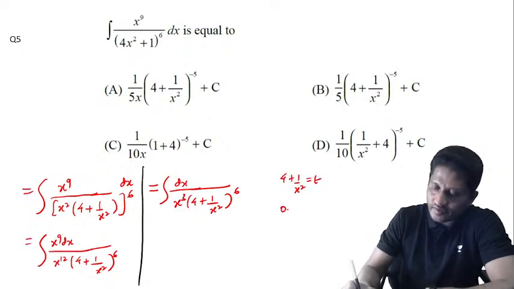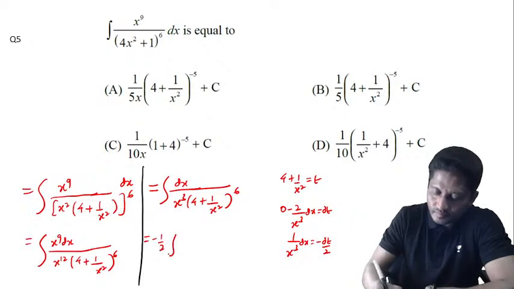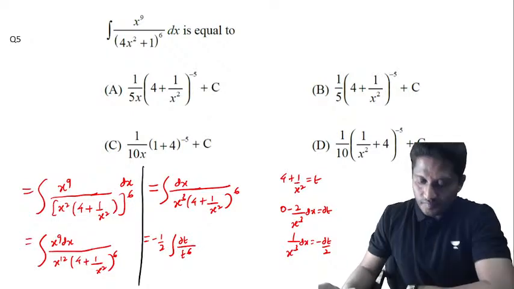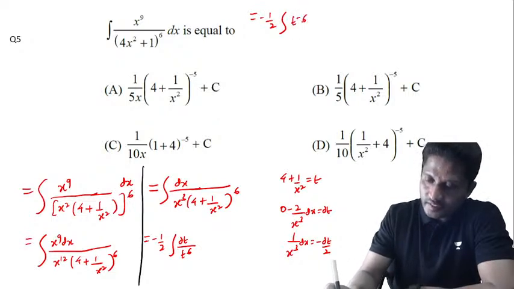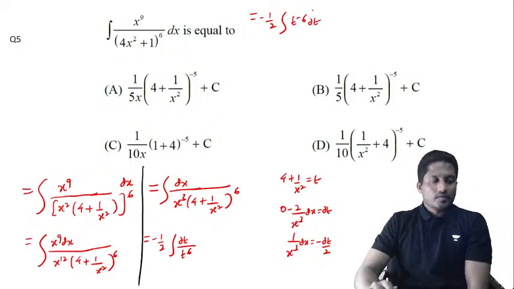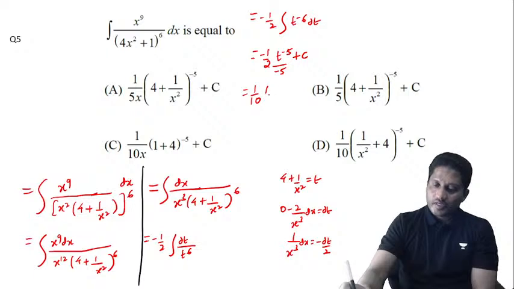Differentiation of 4 is 0, right? Differentiation of 1 by x square is minus 2 by x cube. And then 1 by x cube dx is equal to minus dt by 2. So this is minus half of dt divided by t power 6. If I shift to the numerator, this is equal to minus half t to the power of minus 6 dt. Now this is equal to minus half t to the power of minus 5 divided by minus 5 plus c. So this is 1 by 10 and t power 5 plus c.